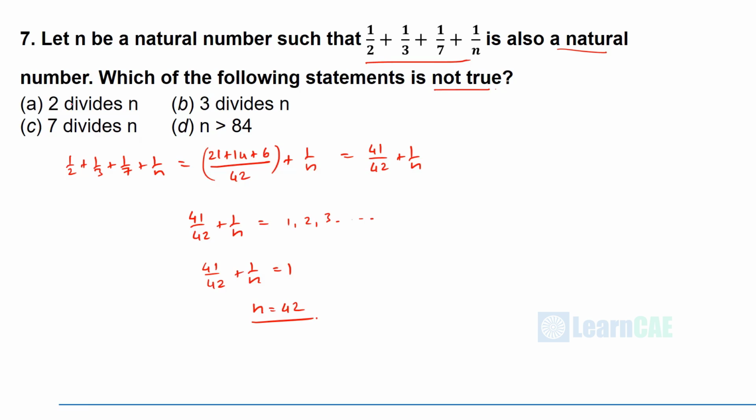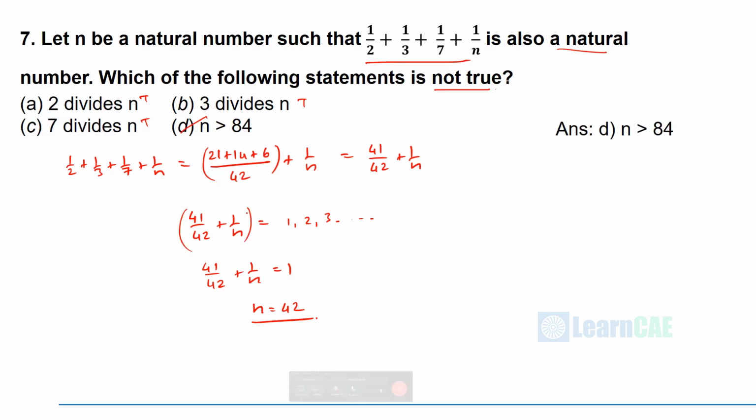If we see the first option, 2 divides n. This is true. Second option, 3 divides n. That is also true because 42 by 3 will be 14. And similarly 7 divides n. This is also true. The only option left out is n is greater than 84, which is not true. So the answer is option D.